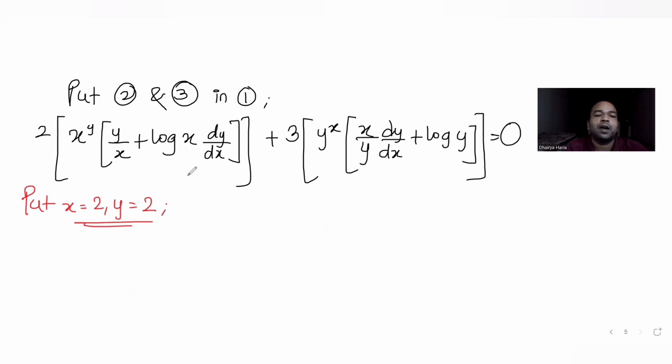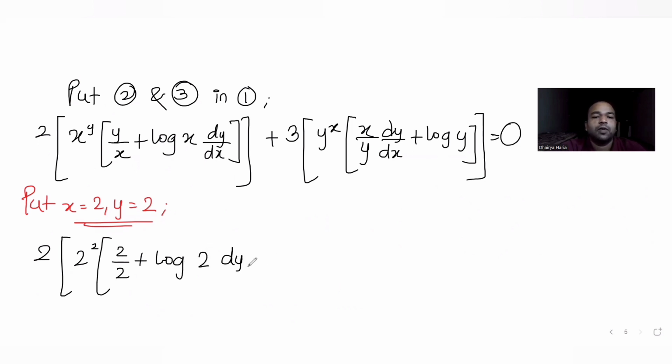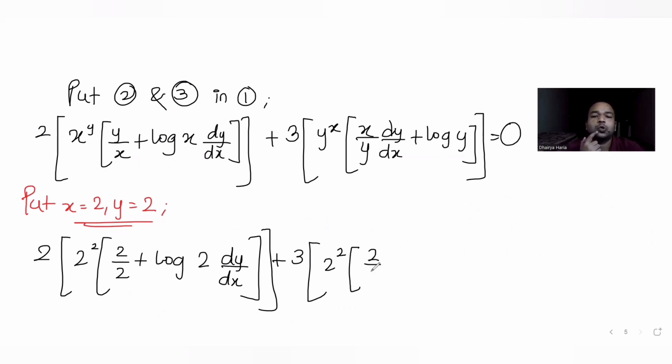So once I put x and y both 2, my expression becomes 2, 2 square, 2 by 2 plus log 2 dy by dx plus 3. Here I get y raised to x, which is again 2 raised to 2. x by y again becomes 2 by 2 dy by dx plus log y, again I'm putting that as 2. So I get that equal to 0.